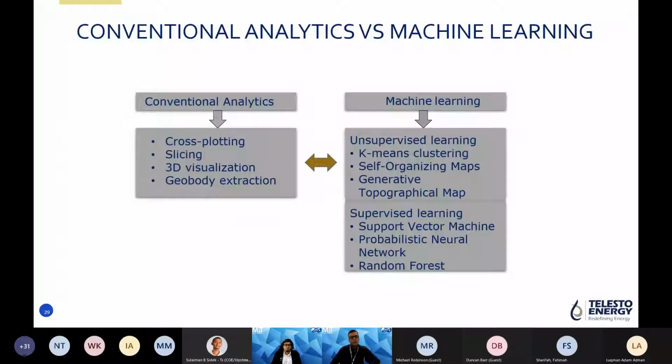Here is a comparison of how it is done conventionally, and what are the approaches that are available using machine learning. In conventional analytics, we use cross-plotting, slicing, 3D visualization, and extract the geobody. In machine learning, there are two approaches. Here we are going to talk about only the unsupervised learning approaches.